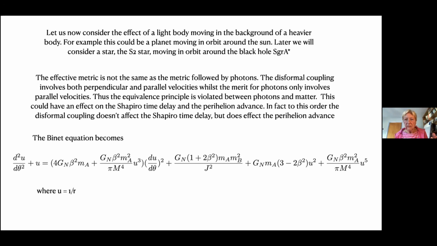The disformal coupling involves both perpendicular and parallel velocities, but the metric for the photon involves only parallel velocities. So we do get a violation of the equivalence principle between photons and matter. It doesn't actually affect the Shapiro time delay, but it does affect the perihelion advance. And so we can compute that. The usual way to do that is you use the Binet equation. So change the orbital variable from r to 1 over r, and we can write down the Binet equation for our system.